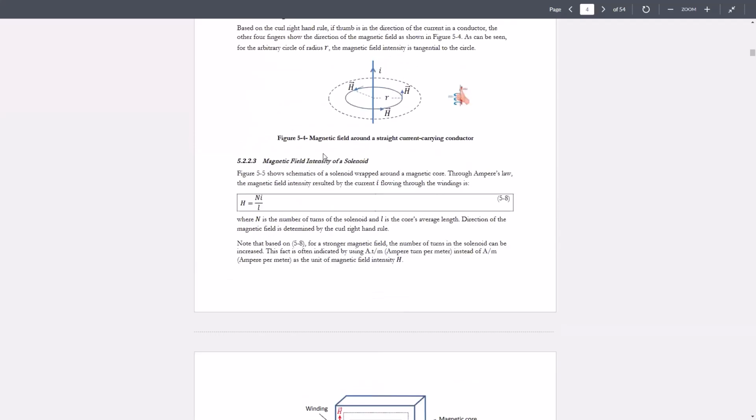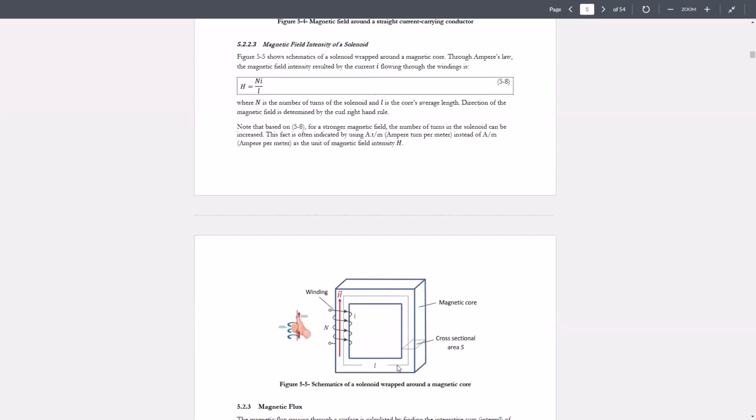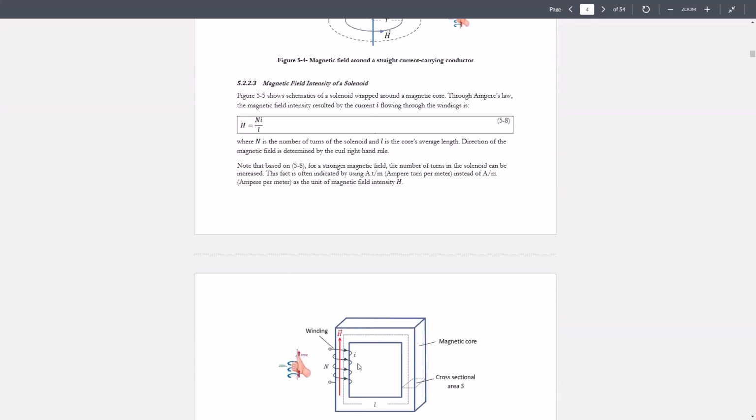Now, if you have a solenoid, this is a solenoid. A solenoid shows a winding of wires wrapped around a magnetic core. So this is your magnetic core, and you have wires wrapped around on a certain side. Through Ampere's law, we can find the magnetic field intensity of that solenoid to be equal to Ni over L, where N is the number of turns of the solenoid, I is the current flowing through the winding, and L is the average length of your magnetic core.